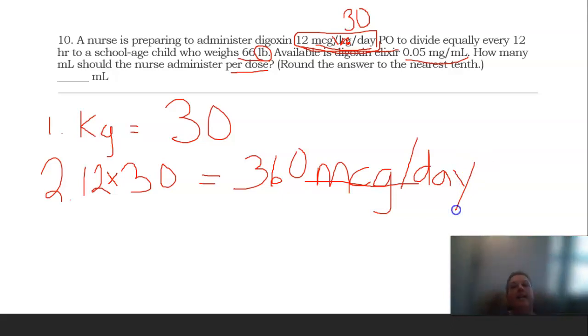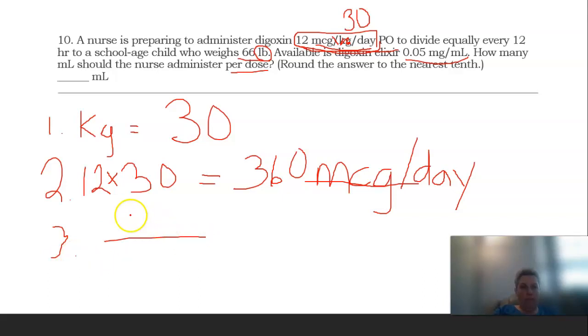Okay, now I go and ask myself, what do I have on hand? And what I have on hand and what I desire are two different things. So I want 360 micrograms. Leave that right here. Don't do anything with that yet. So this is mcg's.